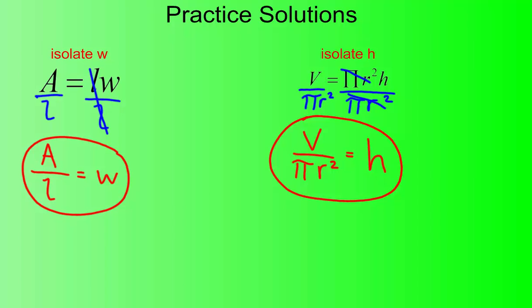For your solutions, on the left side, I want to get that W by itself. So since L is being multiplied by it, I go ahead and divide by L. And I'm left with A divided by L is equal to W. And on the right side, I want to get that H by itself. Since it's being multiplied by both pi and r squared, I can divide by both pi and r squared. And I'm left with V divided by pi r squared is equal to H.